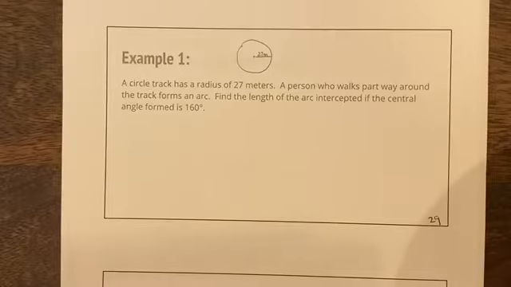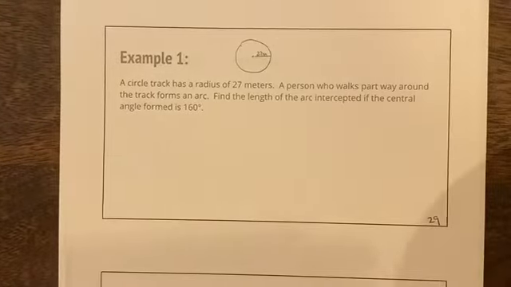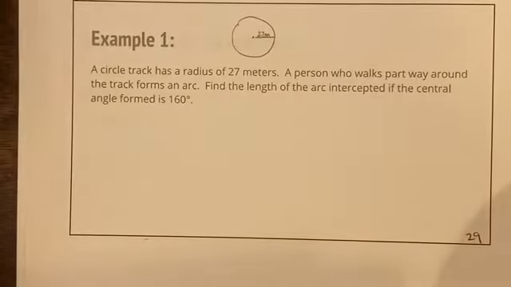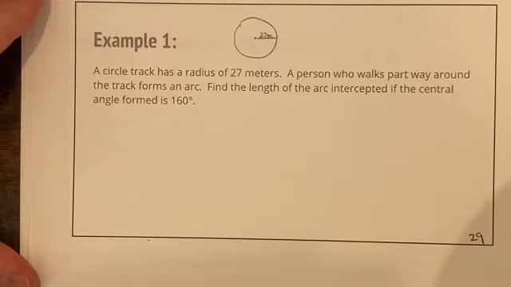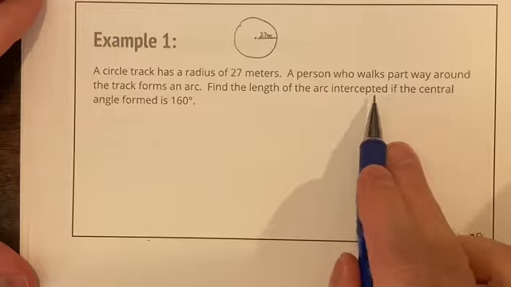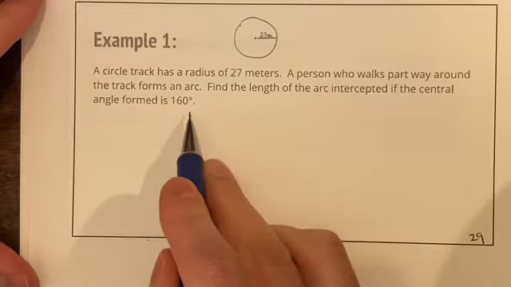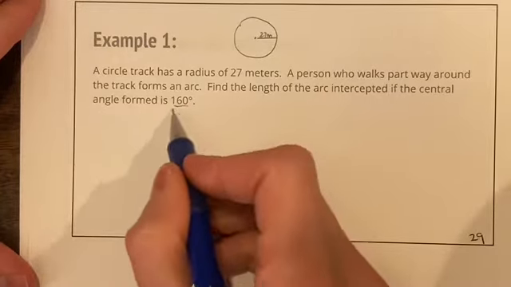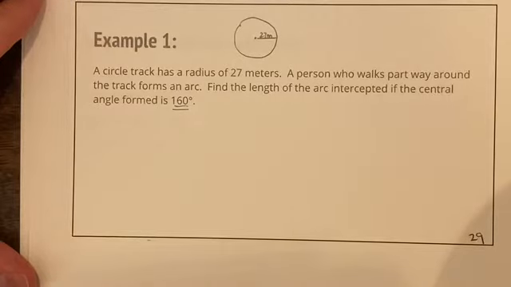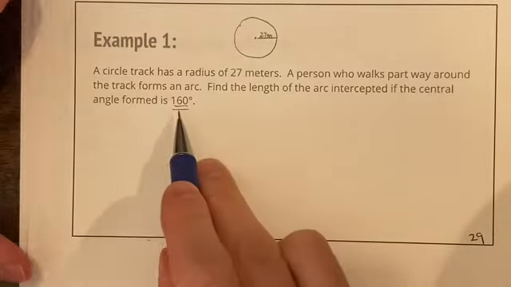I'm going to zoom in a little bit so you can see better. A person who walks partway around the track forms an arc. Find the length of the arc intercepted if the central angle formed is 160 degrees. I know you guys don't like working with radians, so here you go. Unfortunately, in order to find the answer, we need to work with radians, so we're going to have to do some conversions first.